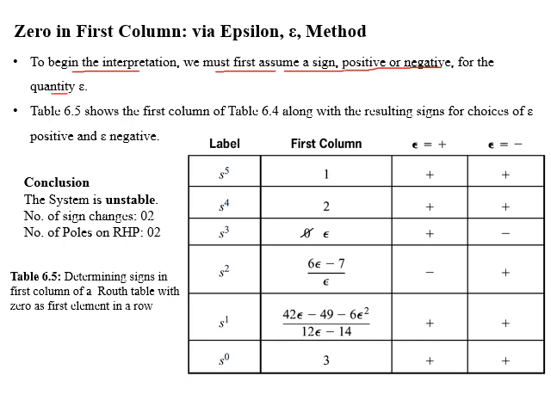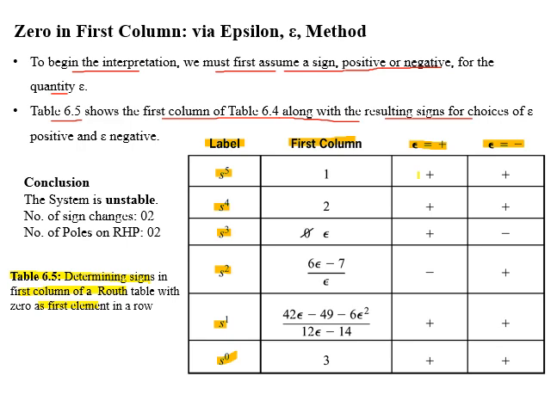In table 6.5, we have the first column of labels corresponding to S5 to S0. Then the next column is the first column of the Routh table. For this column, we have to determine the algebraic signs when epsilon is a positive small number or a negative small number. You can assume epsilon to be a positive number. It can be 0.001. And if you calculate the column, you will get the signs shown in the third column of the table.